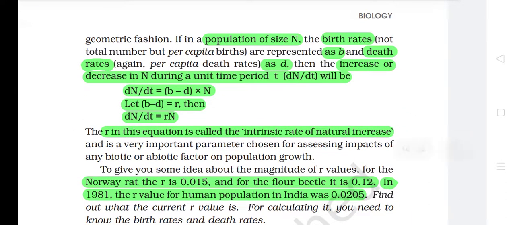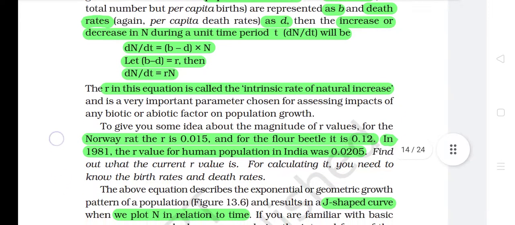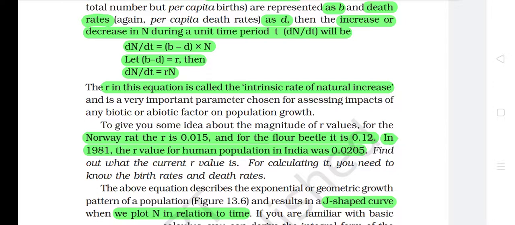If in a population of size N, the birth rates, not total number but per capita births, are represented as b and death rates, again per capita death rate, as d, then the increase or decrease in N during a unit time period t, dN/dt, will be dN/dt = (b minus d) times N. Let b minus d equal r, then dN/dt = rN. The r in this equation is called the intrinsic rate of natural increase and is a very important parameter chosen for assessing impacts of any biotic or abiotic factor on population growth.